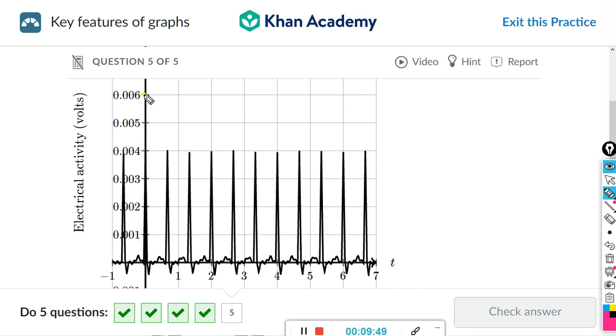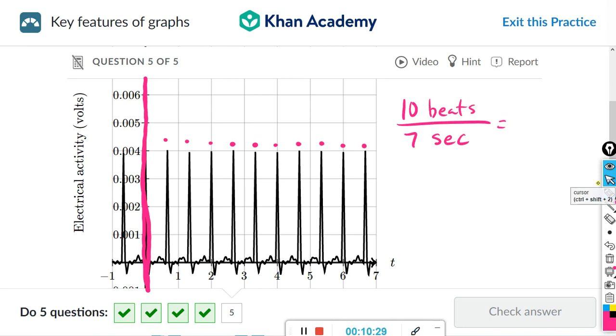So this right here is x equals 0 or t equals 0. So that's when the timer starts. Okay, and if we count the heartbeats, 1, 2, 3, 4, 5, 6, 7, 8, 9, 10. The heart beated 10 times in 7 seconds. All right, so we had 10 beats in 7 seconds.